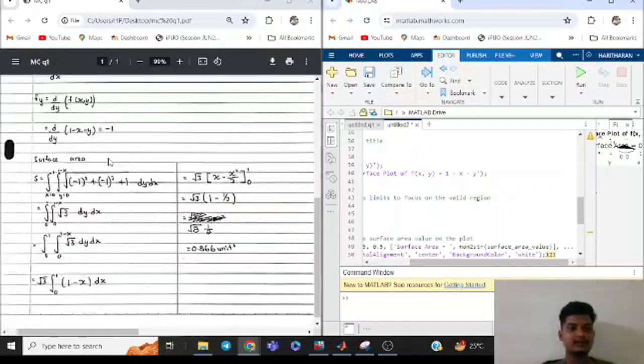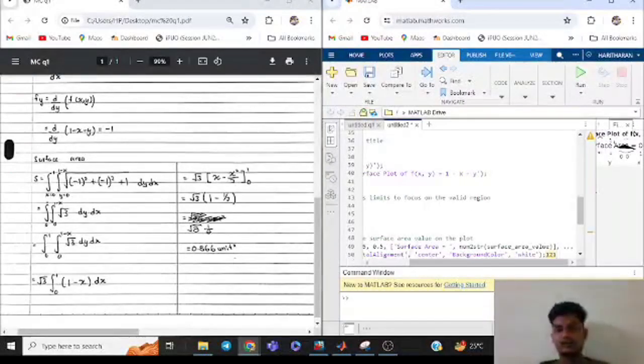To find the surface area, I substitute the values in the formula, which is the integral of x from 0 to 1 and the integral of y from 0 to 1 minus x. In conclusion, I get the answer, which is 0.66 unit square.